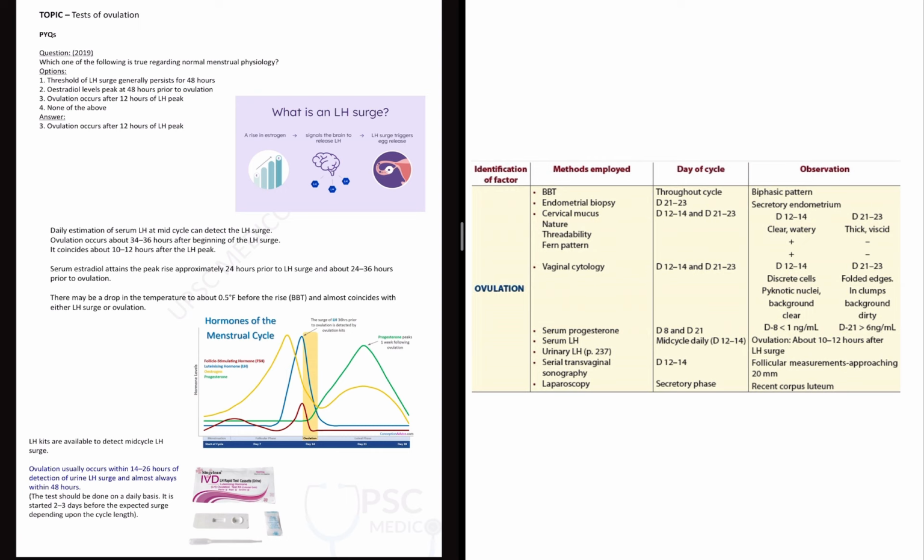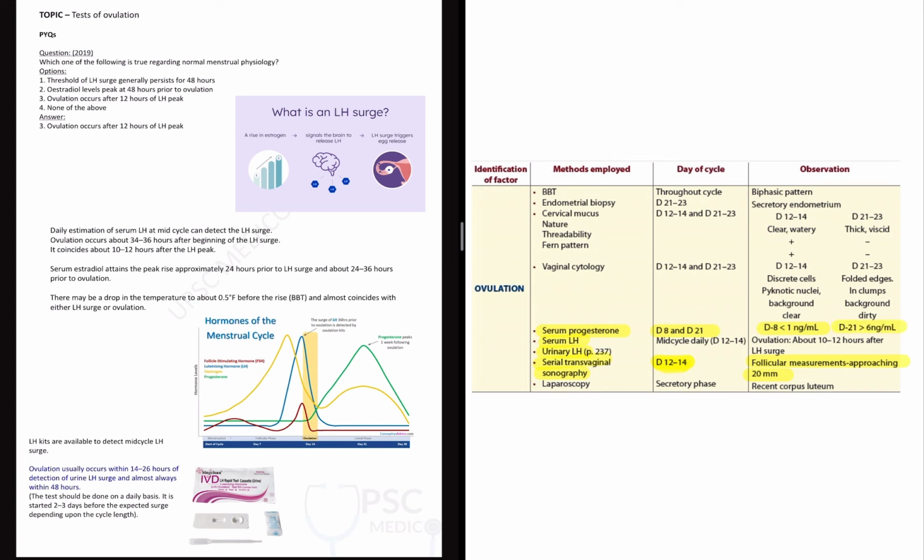Okay. Now, serial transvaginal sonography is done during days 12 to 16. Actually it should be 16, but they have given it as 14. We do serial follicular measurements. We check for reaching of 20 mm. Okay. And yes, hormonal studies, mainly serum progesterone, serum LH and urinary LH. Serum progesterone levels are estimated on day 8 and day 21. Day 8 levels are low, but day 21 levels are highest, that is 1 to 6 nanogram per ml.